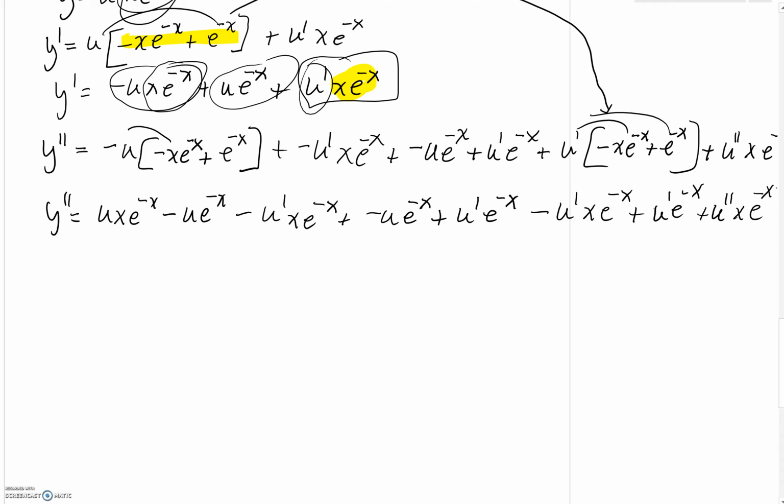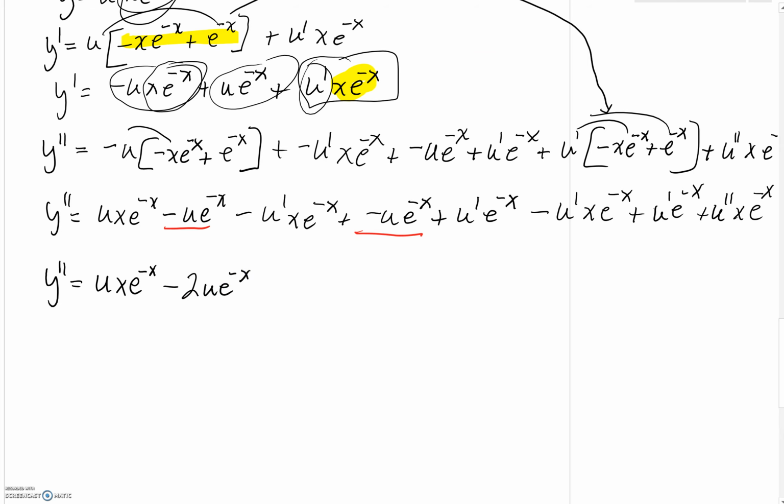Wow, as we're just trying to put this all together, now it's a matter of looking for like terms. I'm going to take my first term right here, the ux e to the negative x, and say, is there another ux e to the negative x to combine it with? The answer is no. However, when we come to this next one, the negative u e to the negative x, you're going to say, wait a minute, I see another one right there. And if I'm not mistaken, I think those are the only ones. So we're going to say this is a minus 2u e to the negative x.